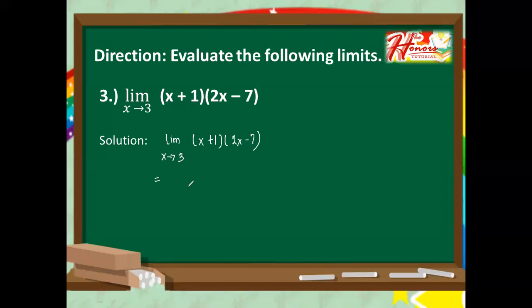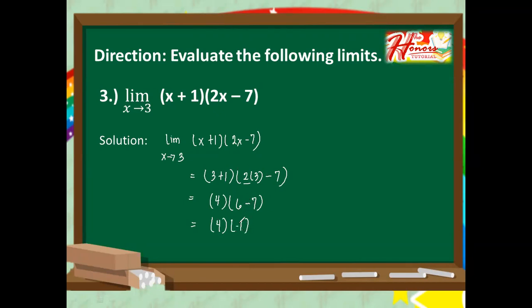So we have here 3 plus 1 times 2 times 3 minus 7. 3 plus 1, that's 4. Don't forget the parentheses because we still have to multiply it to the second parenthesis. Let's solve. 2 times 3, that's 6. Minus 7. Let's continue solving for the second parenthesis. Copy the first parenthesis, which contains 4. 6 minus 7 is negative 1.